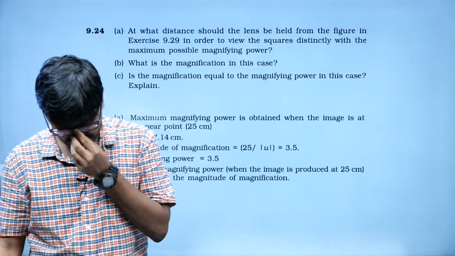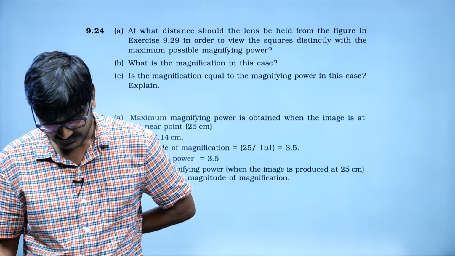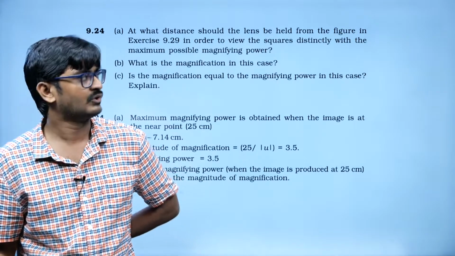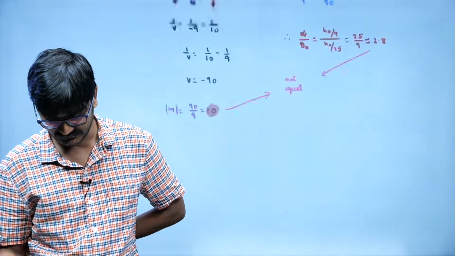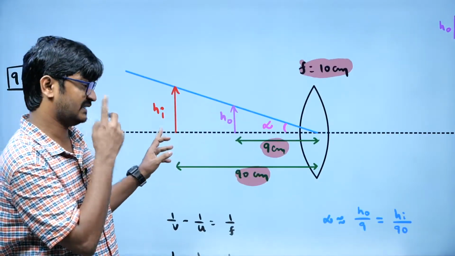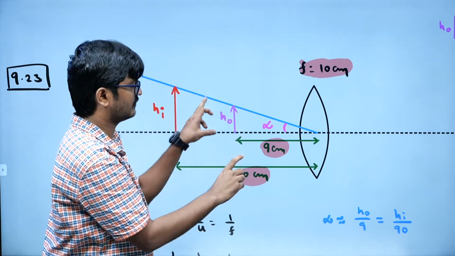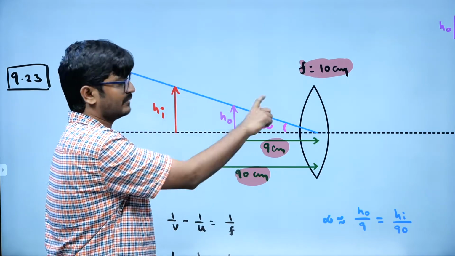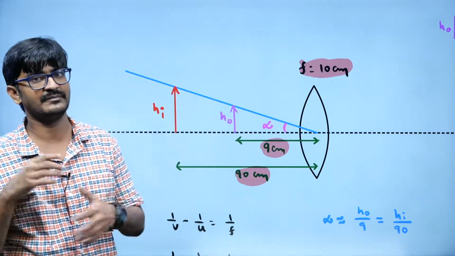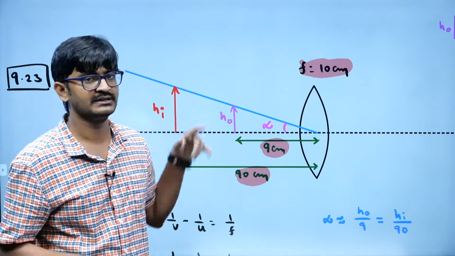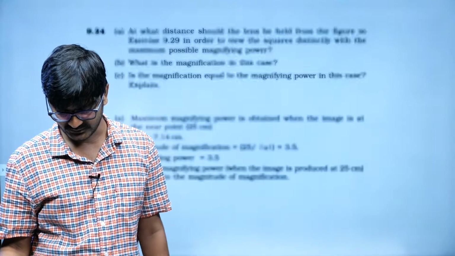At what distance should the lens be held from the figure in order to view the squares distinctly with maximum possible magnifying power? So maximum possible magnifying power will happen when the image is forming at, if you see this one, image is forming at 90. Now what I can do, I can move the object further closer, so the image will be formed further closer. Till where I can move it, so that I can increase the angle? When the image is forming at 25. So maximum magnifying power will happen when the image is forming at 25 centimeter from our eye. So that's what we are going to use here.